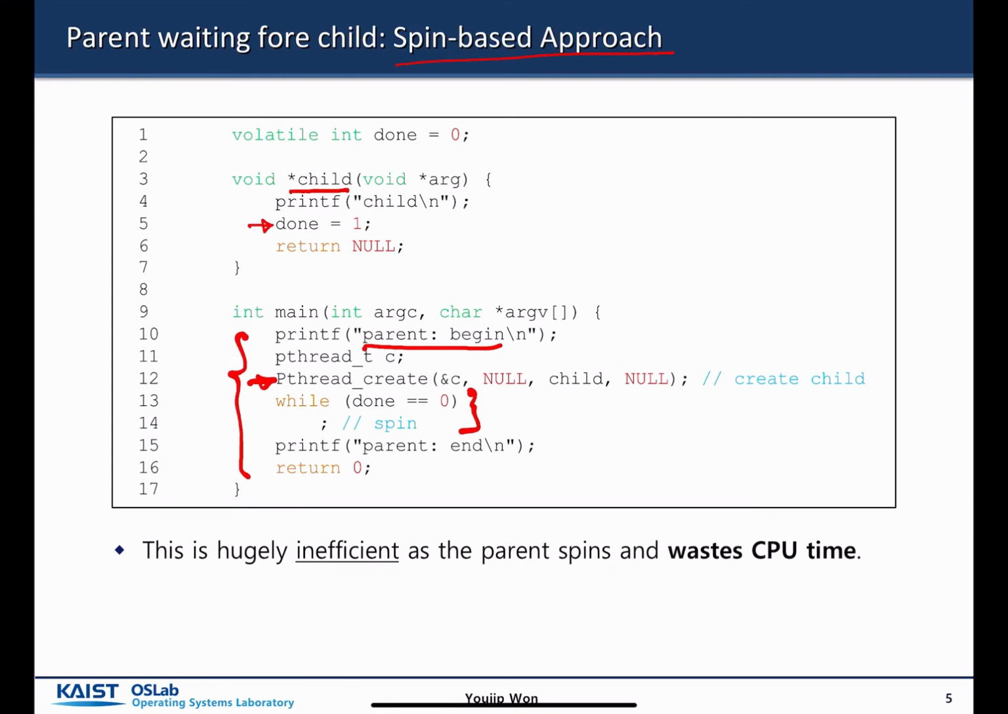If the done variable is 0, then it keeps waiting in the while loop. And the variable done is initialized to 0 at the beginning. So unless the child thread sets the done value to 1, the parent thread cannot get out of this loop. Well, this program may work, but it is hugely inefficient because the parent spins and wastes CPU time. So is there any approach or feature that allows the parent thread to wait for the completion of the child thread?